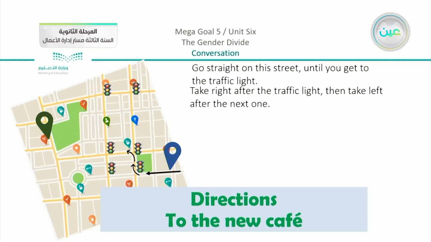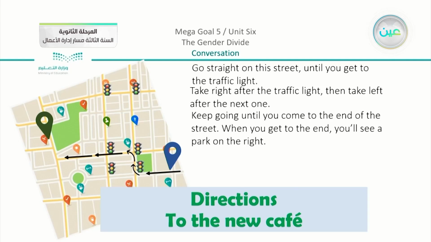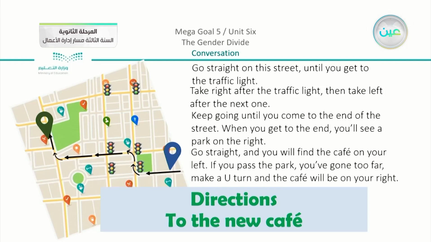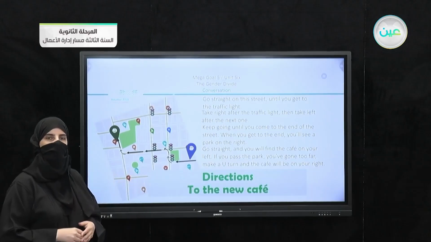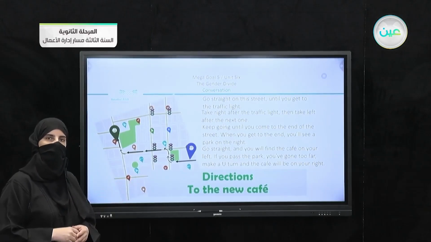Take right after the traffic light, then take left after the next one. Keep going until you come to the end of the street. When you get to the end, you'll see a park on the right. Go straight and you will find the cafe on your left. If you pass the park, you've gone too far. Make a U-turn and the cafe will be on your right. So you can see that I have the complete directions and the phrases that we have in the book all mentioned here in our directions to the cafe.